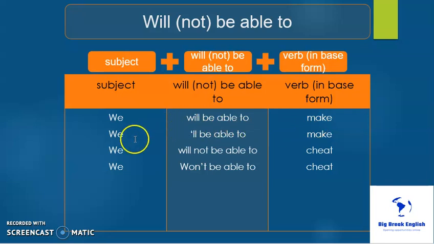We can also use the contraction. So we'll be able to make more powerful computers. Or in the negative, we will not be able to cheat death. Or with the contraction in the negative, we won't be able to cheat death.